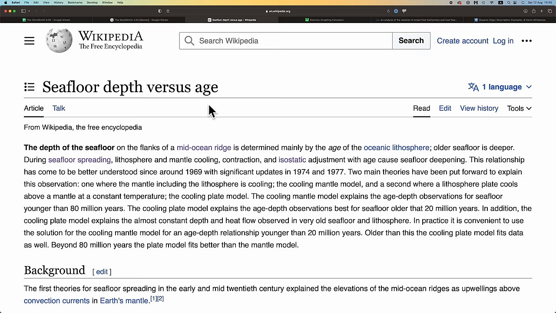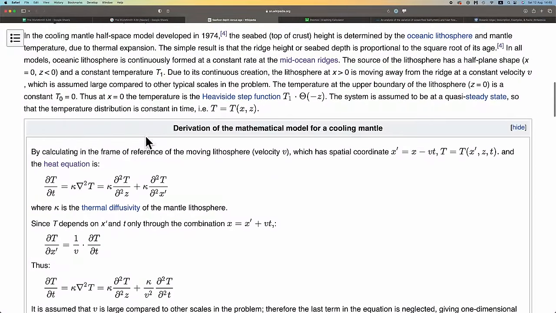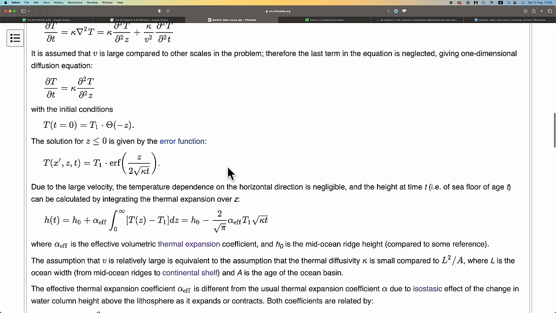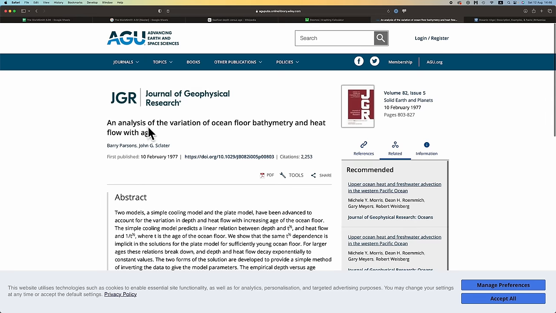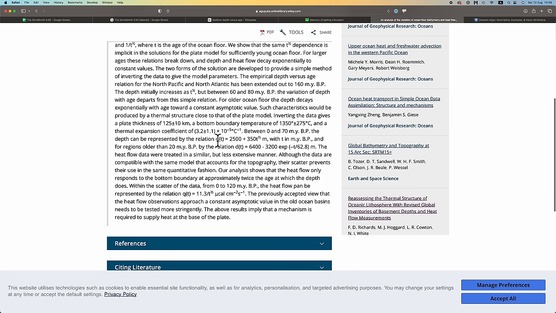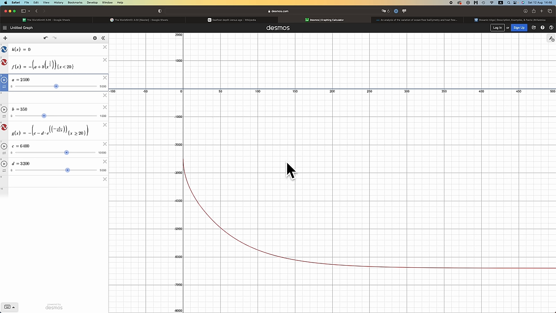Did they have a bunch of maths listed? Turns out they did indeed have a bunch of maths listed that describes this relationship between oceanic crust age and seafloor depth. I went to the citations, looked at the papers they had cited, and then graphed the models that they had, namely this chap here for young crust and this chap here for old crust. And the graphs turned out to look like this.